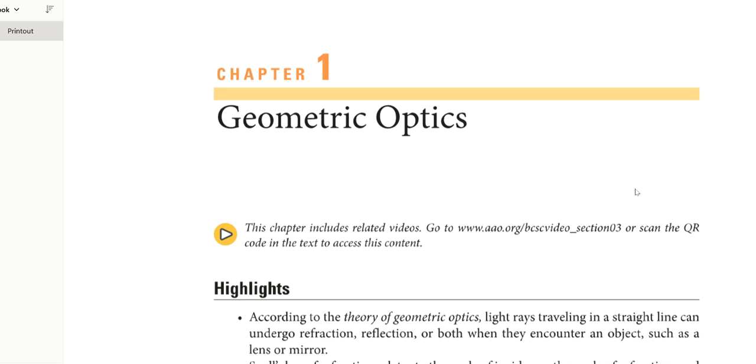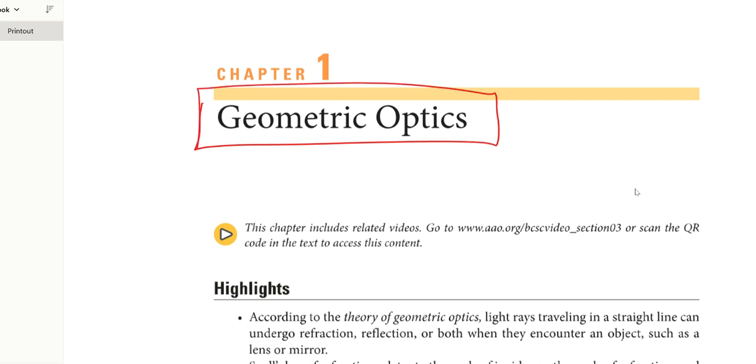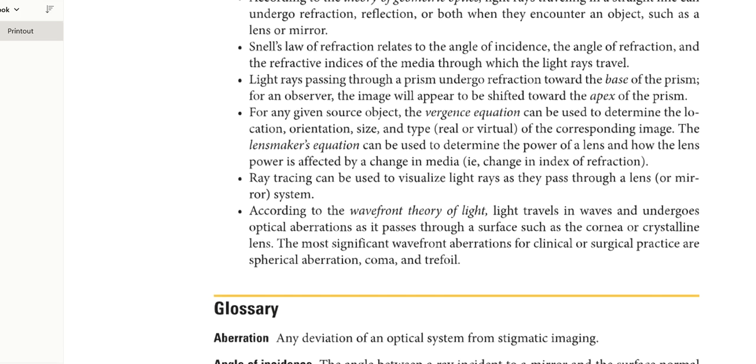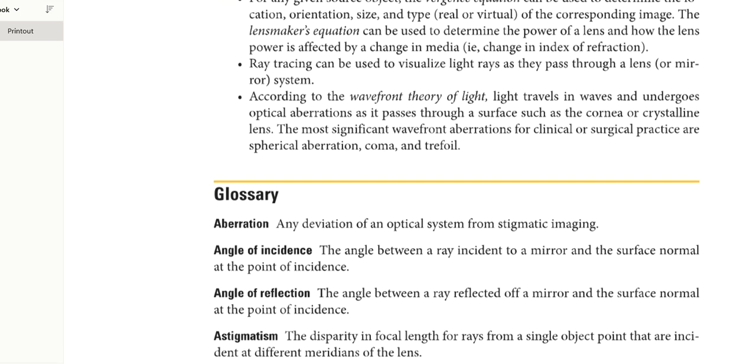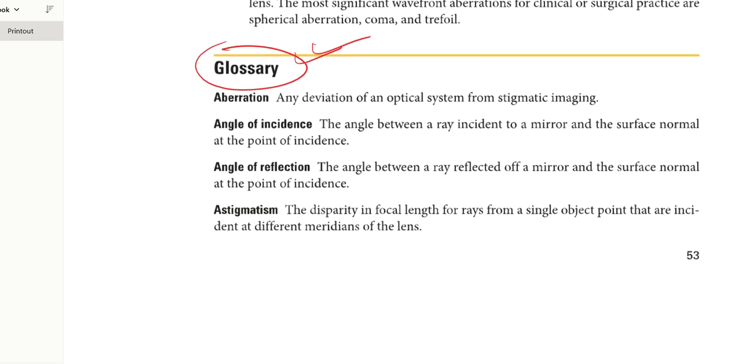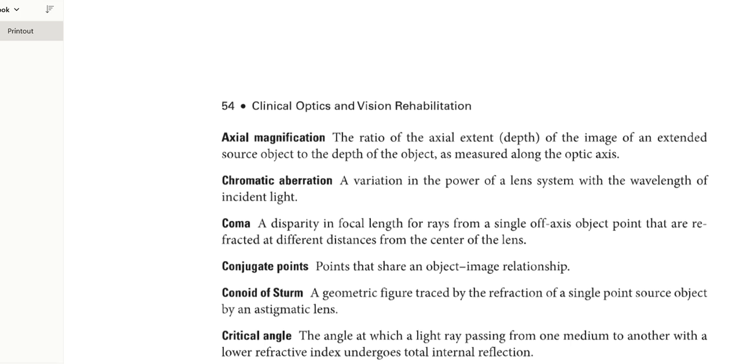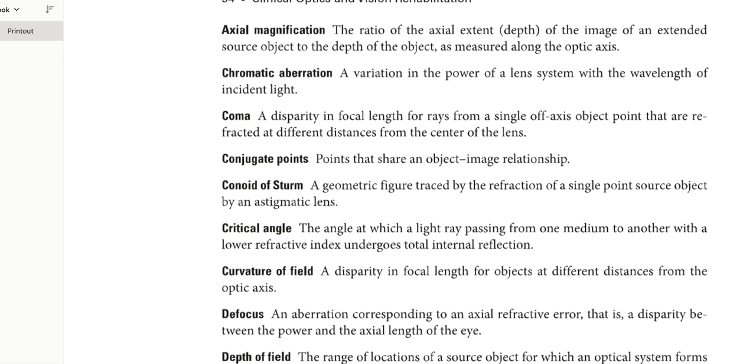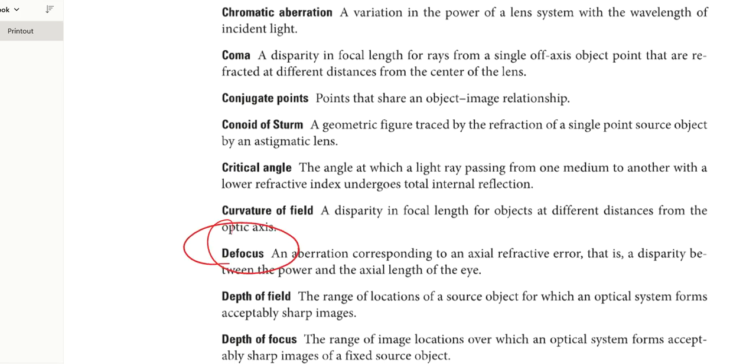Today we are going to discuss our new unit, Geometric Optics from American Academy of Optics. All the glossary definitions are important. I have already mentioned that, but I will tell you which have already come in the exam. Defocus is very important. Okay, negative defocus and positive defocus.